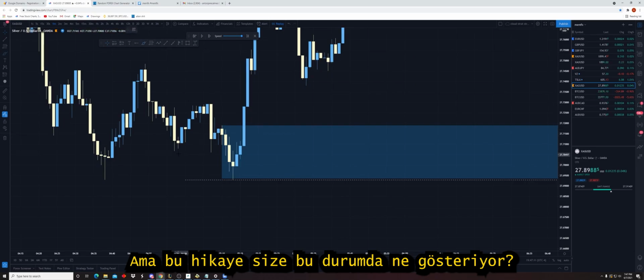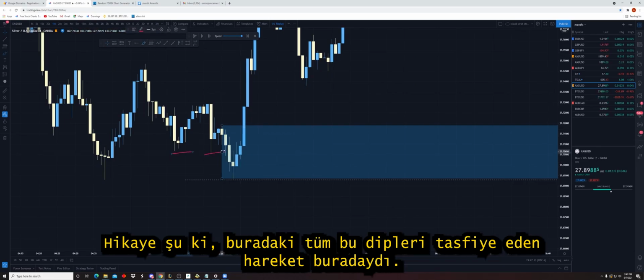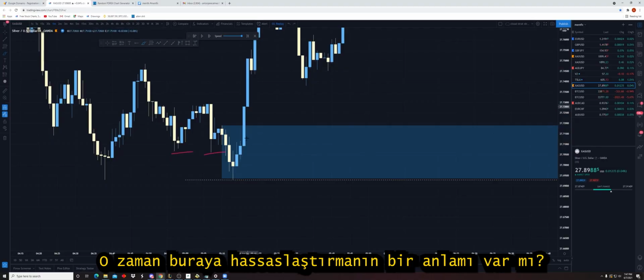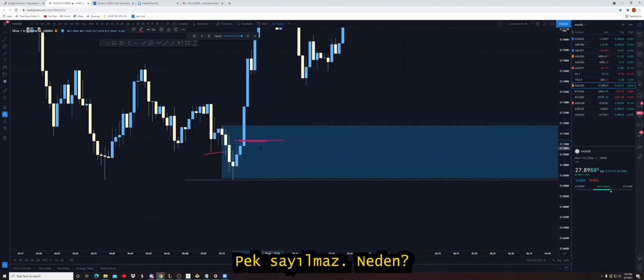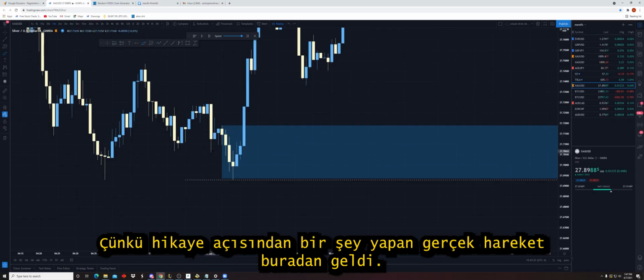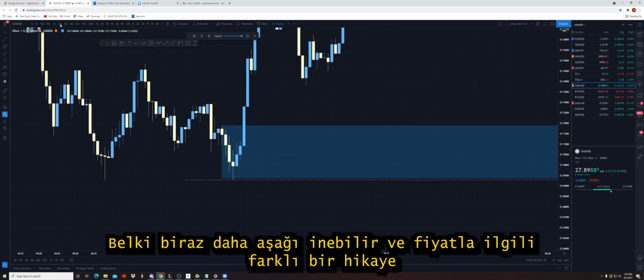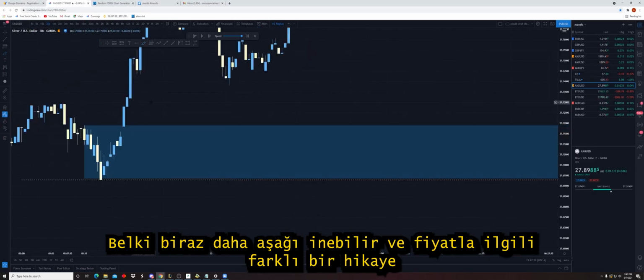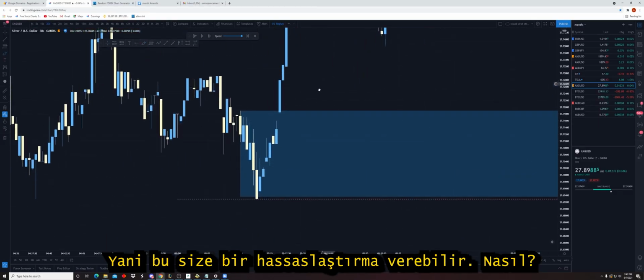show you? In this case, the story is that the move that liquidated all these lows here was right here, and it broke higher. So is there a point to basically refine it to here? Not really. Why? Because the real move that did anything story-wise was from here. Maybe we can get a little bit lower and tell a different bit of a story, such as this, right? So this might be able to give you a refinement.